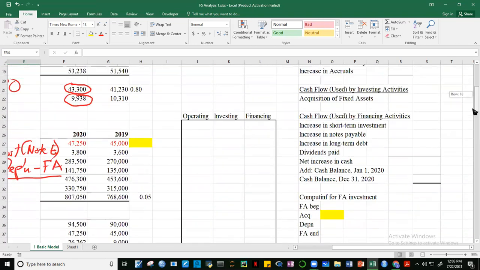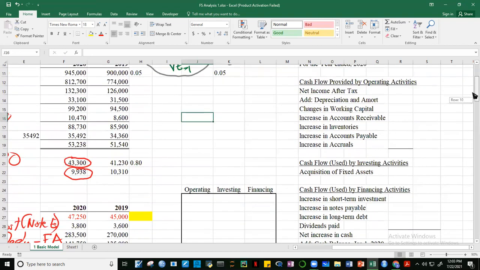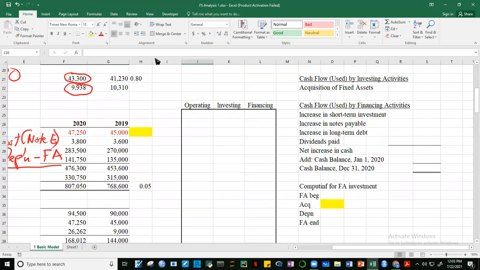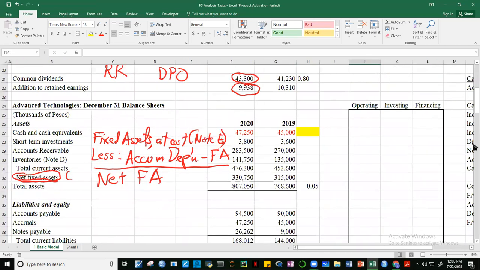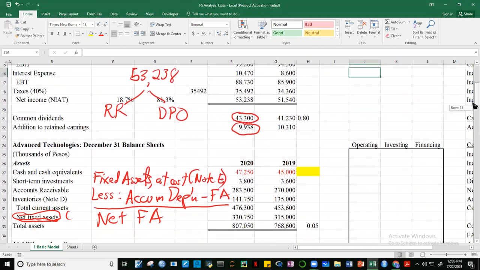Okay, so how do we now do this template? Andito ni operating, investing, financing. So ang gagawin natin, we're going to look at the different accounts and see how they affect operating, investing, financing, kung may mga cash implications ba yan. Okay, so let's start, guys. So ang una natin, syempre, kailangan natin income statement ng 2020. Doon magsisimula yan. And we'll pick it up from the net income after tax.